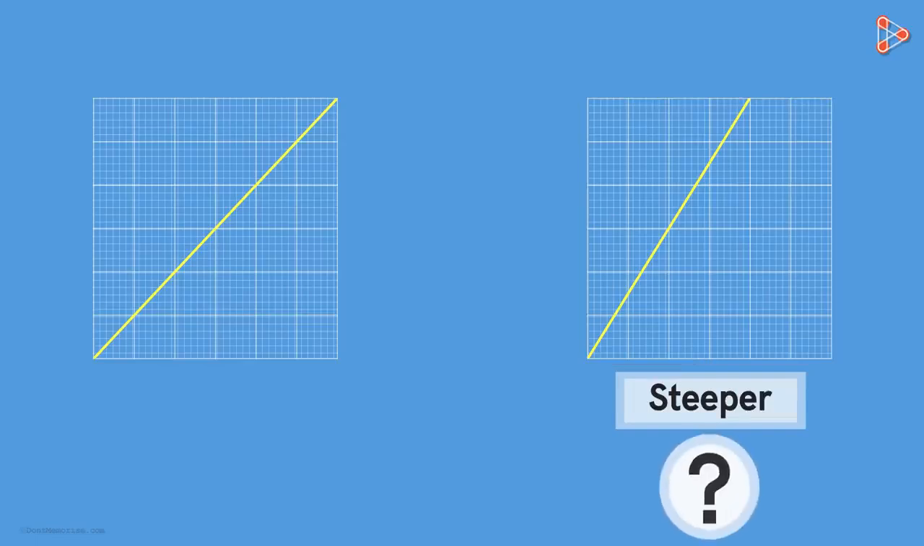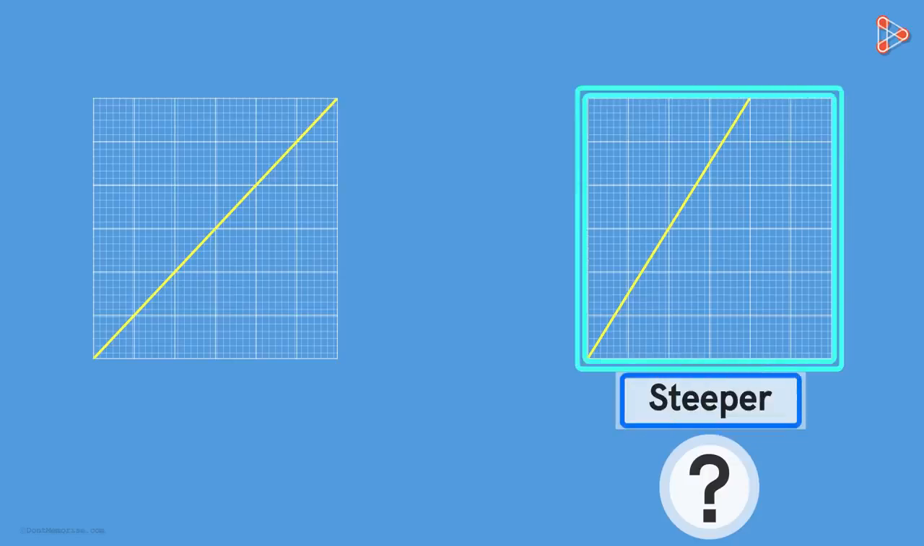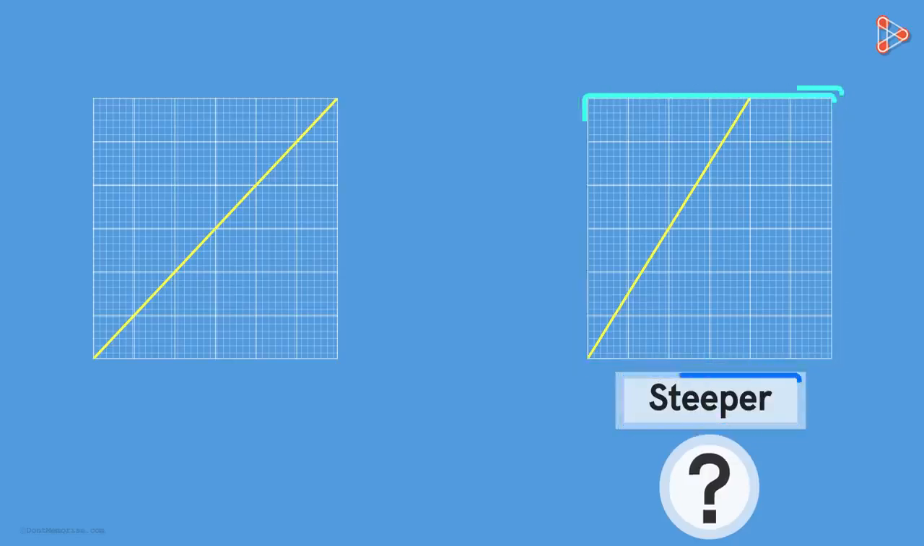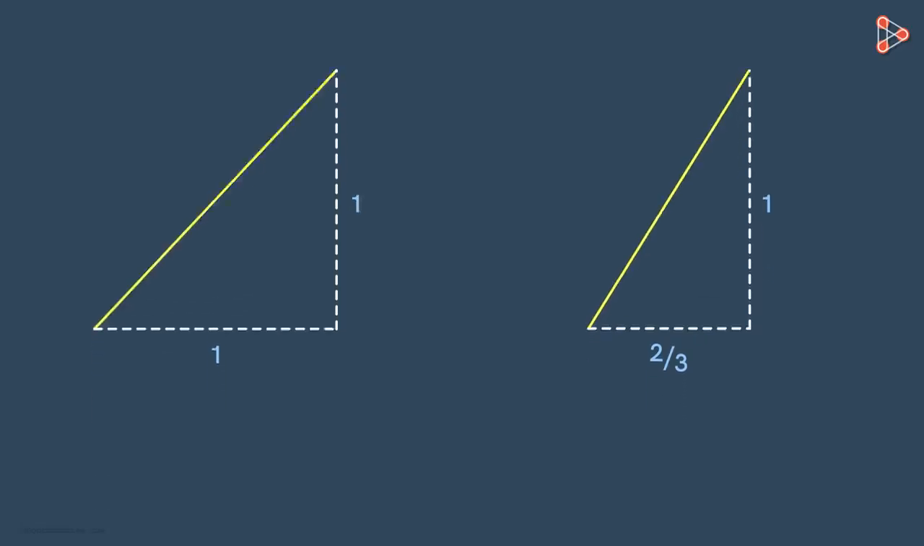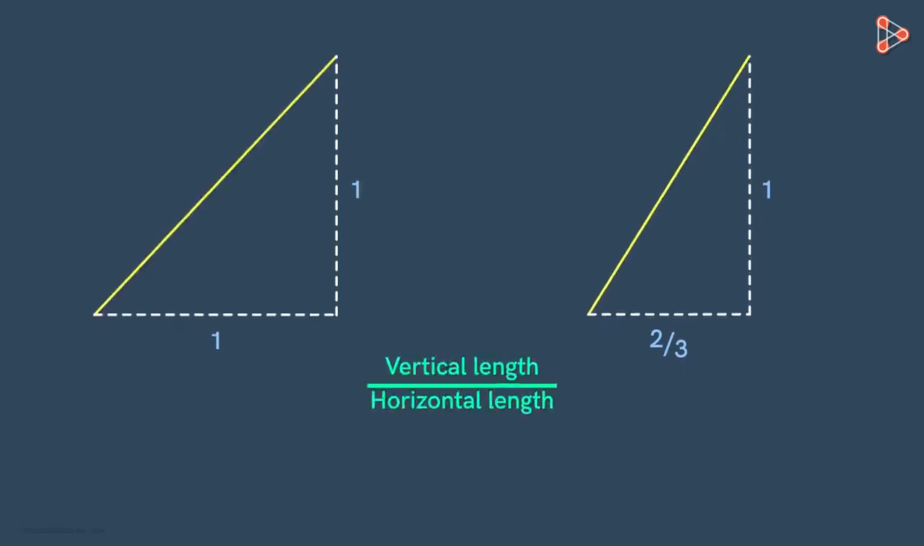But can you think of a way to concretely prove that the second one is steeper? One simple way is to draw the horizontal and vertical lines like this, measure their lengths, and find the ratio of the vertical length to the horizontal length. On substituting the values, we get 1 and 1.5. The second ratio is clearly greater.